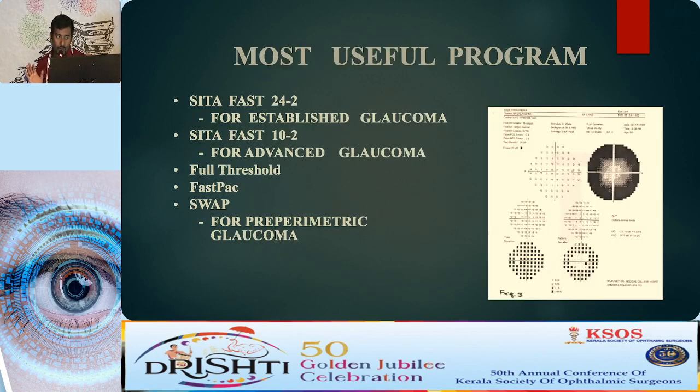The most useful program for established glaucoma is SITA Fast 24-2. You can do a 30-2, but it will just take more time and the patient will get more fatigue. For advanced glaucoma, SITA Fast 10-2. It has now been shown that 10-2 is also useful in moderate glaucoma. For pre-perimetric glaucoma, where you are not sure whether the patient has glaucoma or not, you can do a full threshold, a FASTPAC, or a SWAP, the blue-on-yellow SWAP program also.